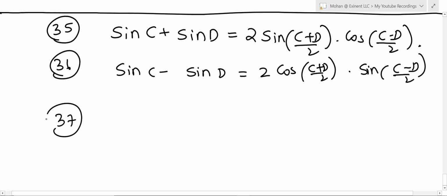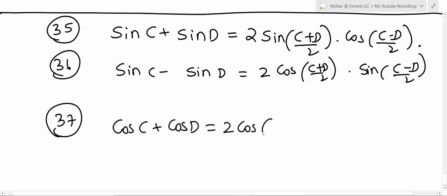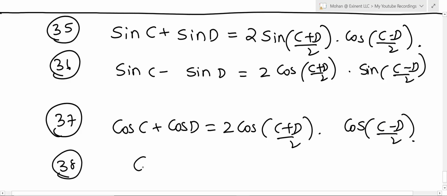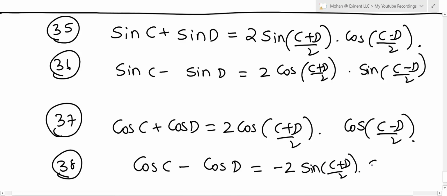What if I have both cos's, that is cos C plus cos D? That will become 2 times cos of (C plus D) by 2 into cos of (C minus D) by 2. Alright. What if I have difference of the cos's, that is cos C minus cos D? That will become, be careful here, minus 2 sine of (C plus D) by 2 into sine of (C minus D) by 2.